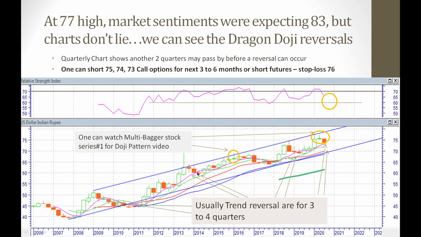Again, we see 3 quarters of sideways followed by another 3, 4, 5 quarters of downtrend. So we can logically expect at least another 2, 3 quarters of downtrend here. If that be the case, then one can short 75, 74, 73 call options for the next 3 to 6 months and keep rolling down, or you can also short the futures with a stop loss of 76.